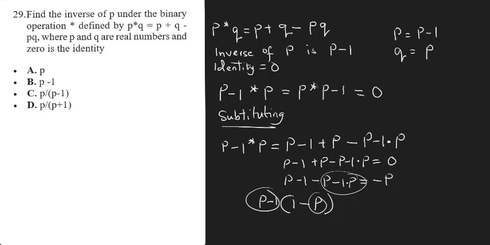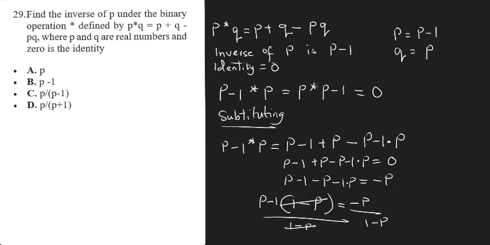Right? So you can see that. Which is equal to minus P. So divide both sides by 1 minus P, because we are looking for P minus 1. So 1 minus P, 1 minus P. So this cancels this, right? Now we are left with P minus 1 is equal to minus P over 1 minus P.